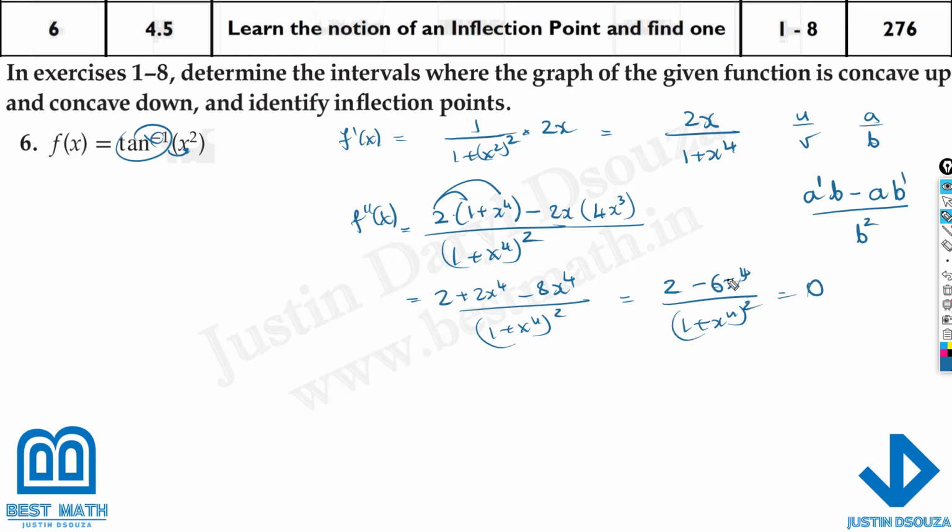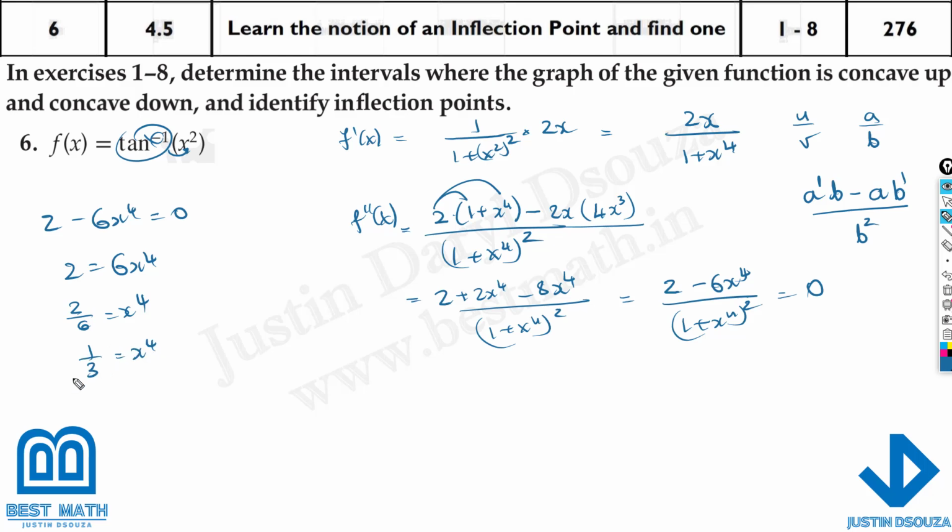So now what we do is we have to equate both the numerator and the denominator. The denominator will give the asymptotes, wherever it's undefined. So let's solve both of them one by one. First I'm going to use the top one. It's going to be 2 minus 6x power 4 is equal to 0. Let's solve it. 2 is equal to 6x power 4. Now let's divide both the sides by 6. It's going to be 2 by 6 is equal to x power 4. It's 1/3 equals x power 4.